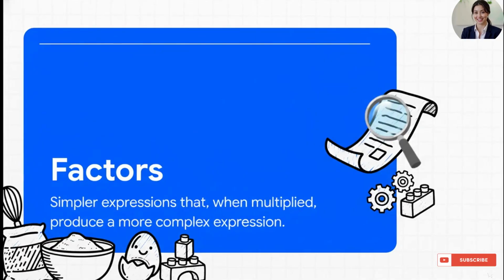So you can think of factors as being like the ingredients in a recipe. Factoring an expression is like figuring out what those ingredients are, the simpler parts that were multiplied together to create the final dish. Getting good at this is what lets you solve for variables and really understand how functions work. So with that foundation laid, let's start building our toolkit.